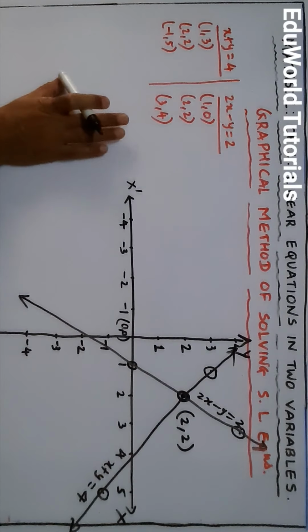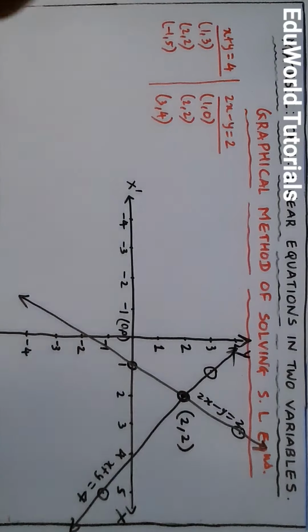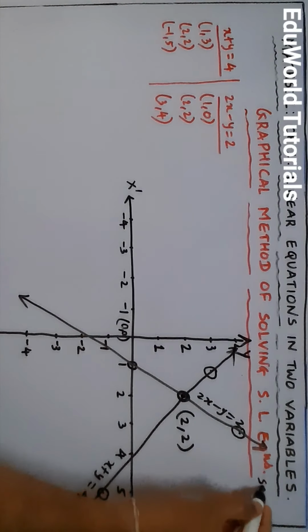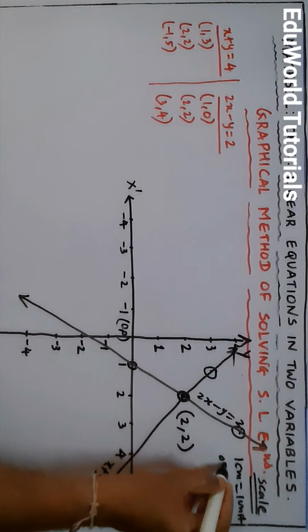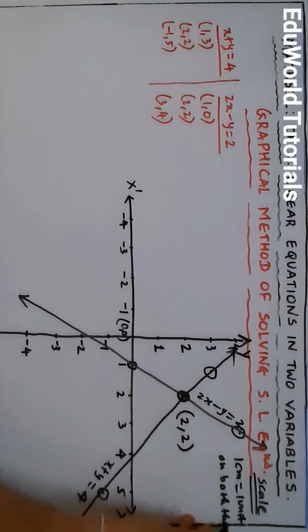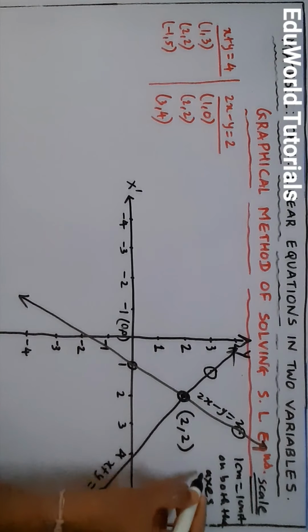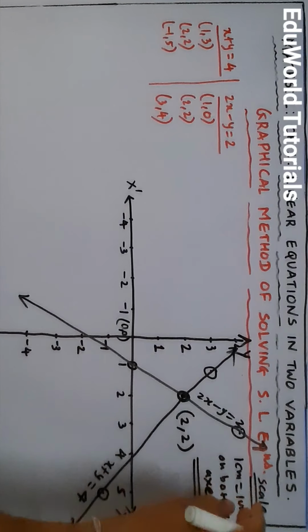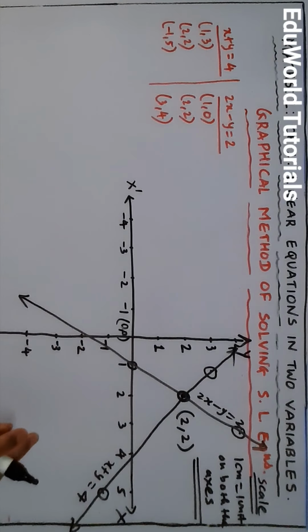The working which I showed you in the first frame should be written on the working page, and this type of graph should be drawn on the graph paper. At the right hand corner of the graph paper you should always write the scale. How to write the scale, you know: 1 centimeter is equal to 1 unit on both the axes. The plural of axis is axes. This is the scale you have to write. Due to the lack of space I am writing it this way, but there will be proper space provided at the right top corner of your graph paper.